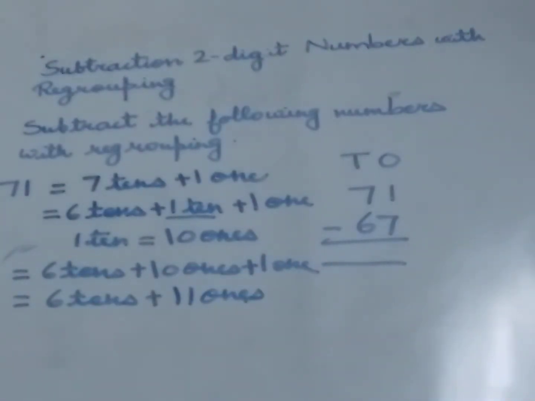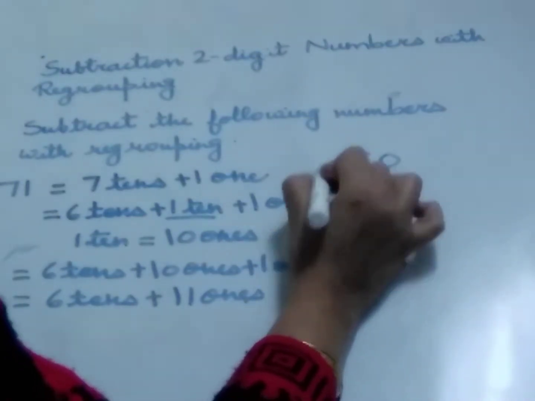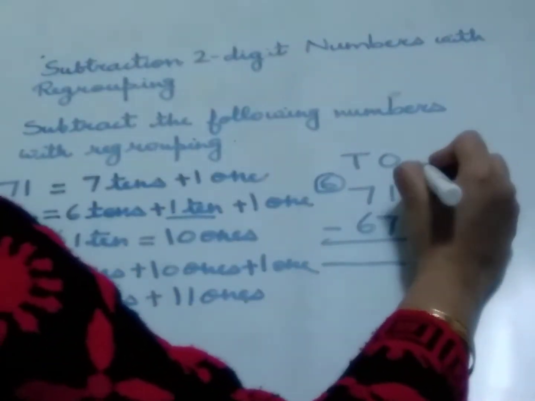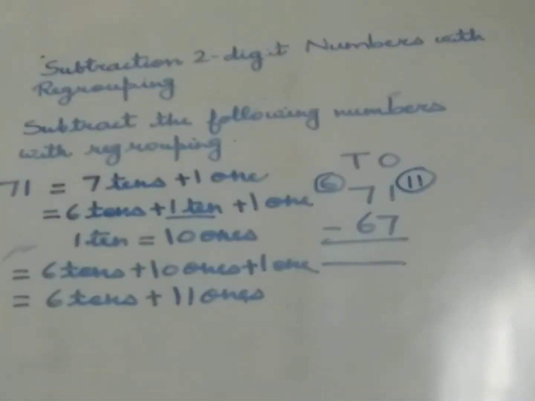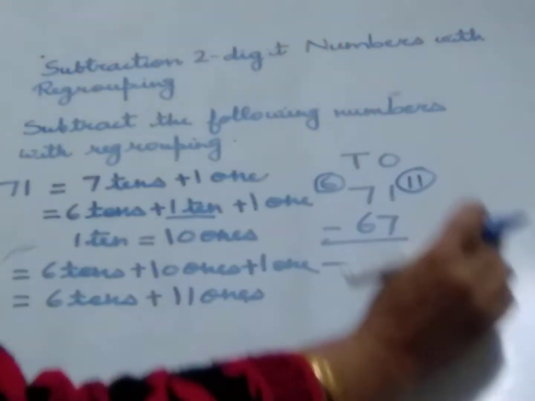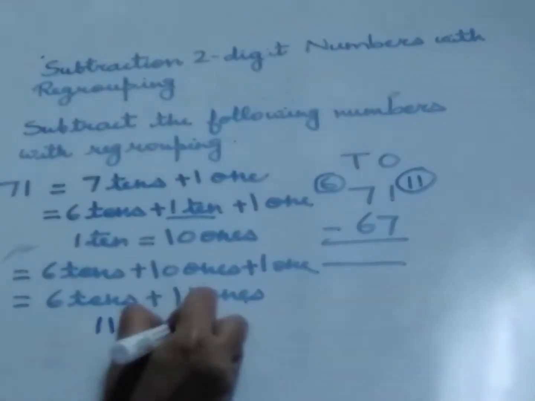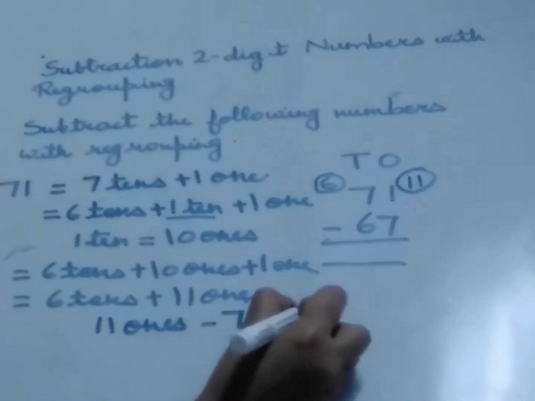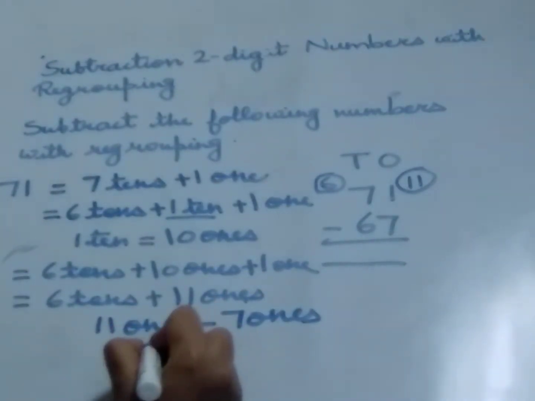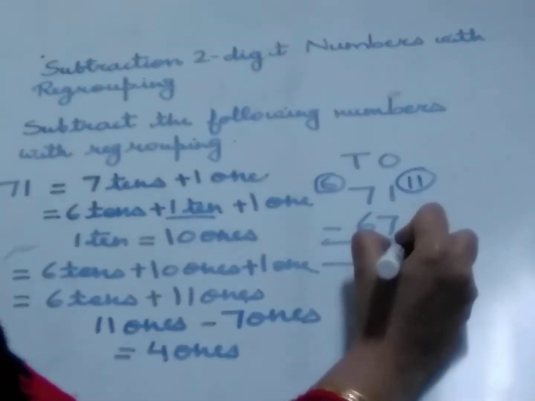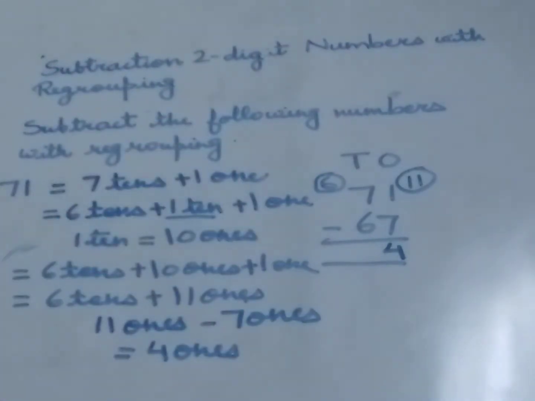Now write 6 in the tens column here and 11 in the ones column. And now do the subtraction from these numbers. So in this, now we subtract the ones first. That means 11 ones minus 7 ones gives you 4 ones. Write 4 as the difference in the ones column.